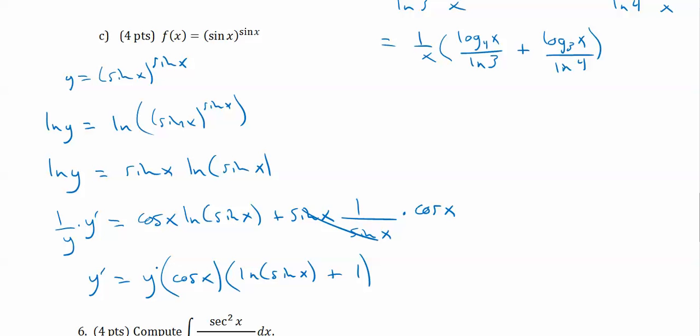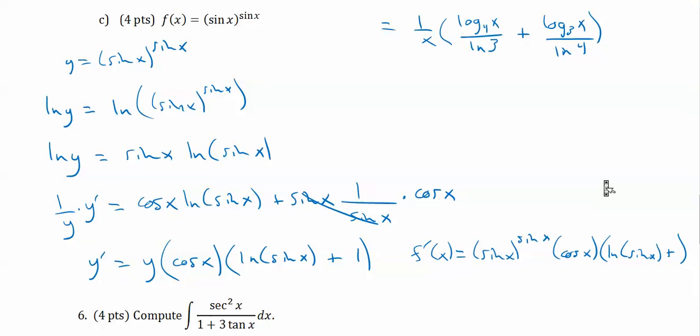So that's basically the answer, but to finish things off, we should get the entire right-hand side in terms of just x. So I'm going to replace y by what it's equal to. If you like, you can write f prime of x instead of y prime. Doesn't matter all that much. So we get sine x to the sine x times cosine x times natural log of sine x plus 1. There we go.